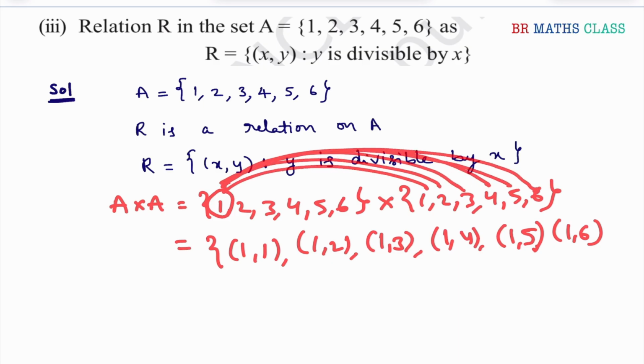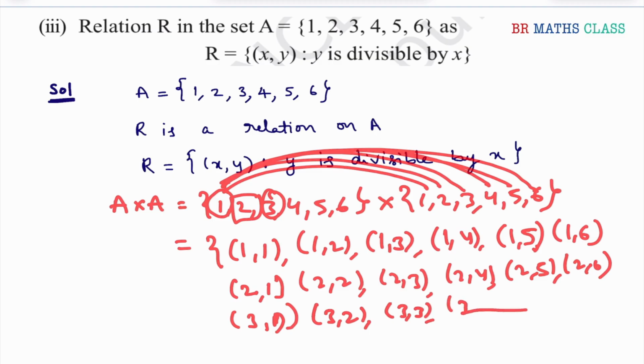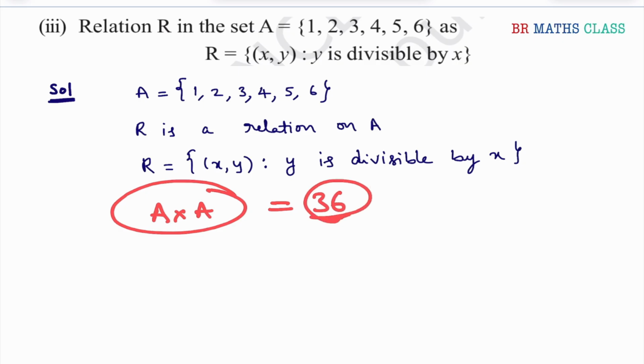Similarly, next you take 2. What you will get? (2,1), (2,2), (2,3), (2,4), (2,5), (2,6). Next, take 3: (3,1), (3,2), (3,3), (3,4), like that. It is not a good idea to write all 36 elements of A cross A, but keep in your mind what is there in A cross A. Based on that, we are going to write this relation.